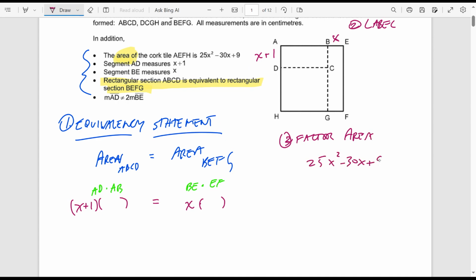I saw some of you going through the long way. What did it tell you at the beginning of this question?